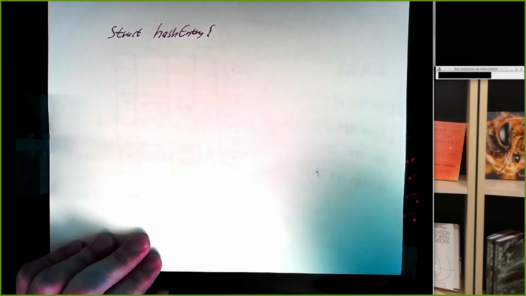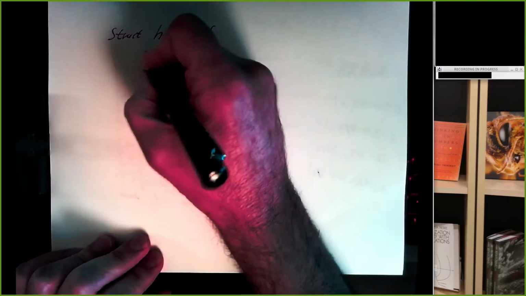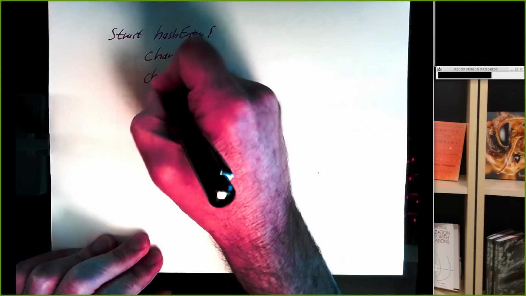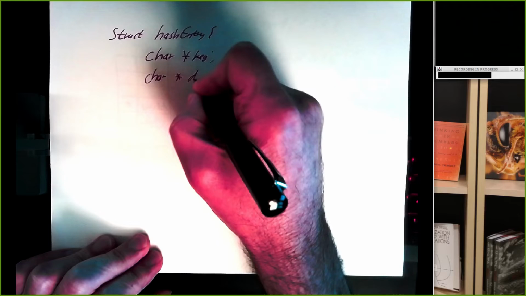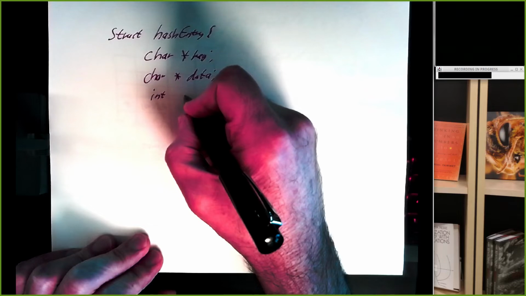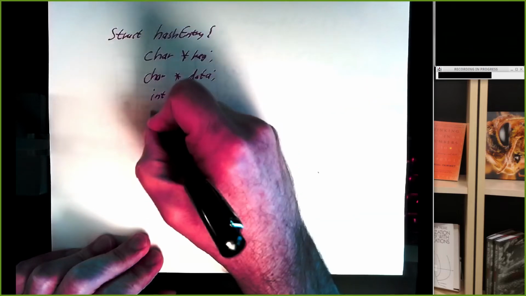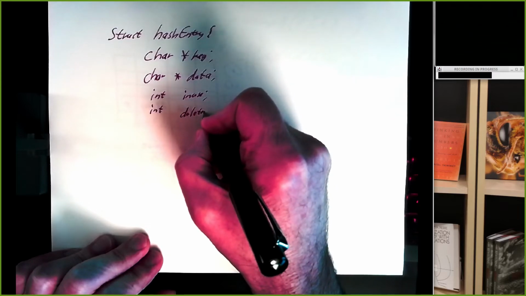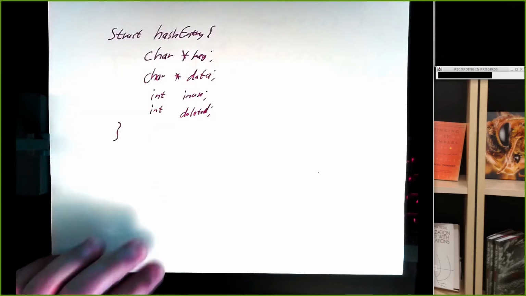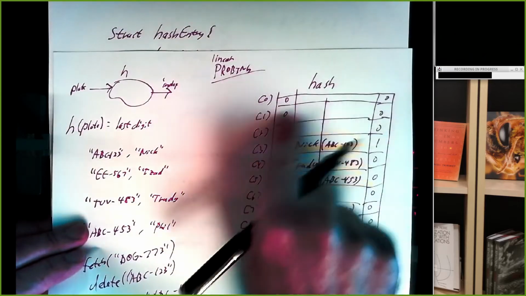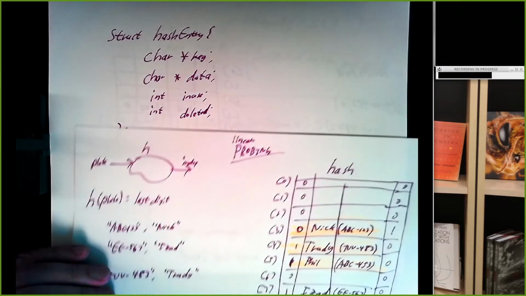And what's it going to need? Let's just suppose the key and data are strings. So we'll have a char star key, a char star data, and we'll need some flags. So I'll do an integer flag for in use and an integer flag for deleted. And so that's the basic entry. Each row of our array is going to be one of these things. So it's got those 4 pieces: key, data, and a pair of flags.